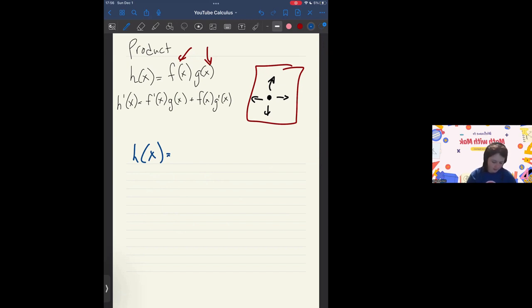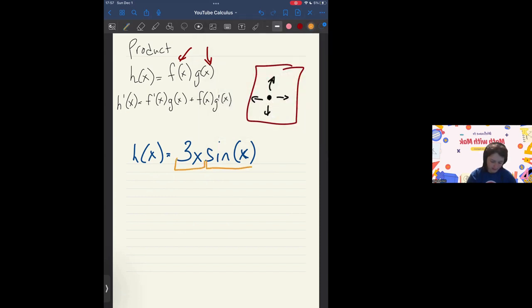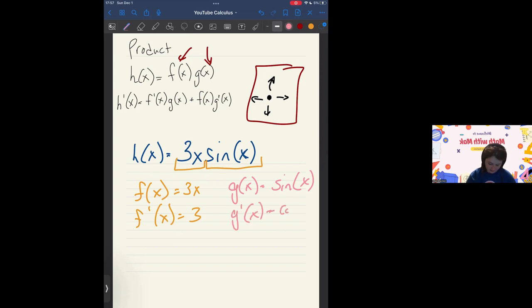But if you have h of x equals, I'm going to do 3x sine of x. So I have 2 functions here, right? I have 3x and I have sine of x. So my first function, 3x, and my derivative of that is 3. Well, then I have my second function, which, let's do it in pink. G of x is sine of x. Then the derivative of this is cosine of x, right?